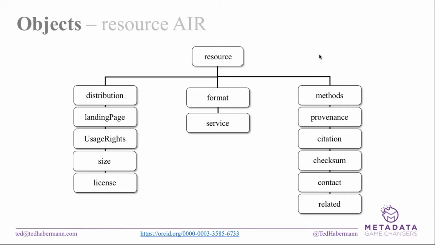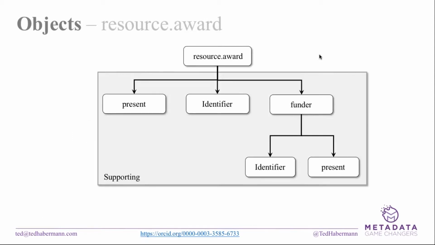Awards are important, so having information about awards. In this case, some description of the award, an identifier for the award, and then who the funder for the award was, along with an identifier for that affiliation or organization, and also the presence of that affiliation. What function does that serve? What function does the funder?